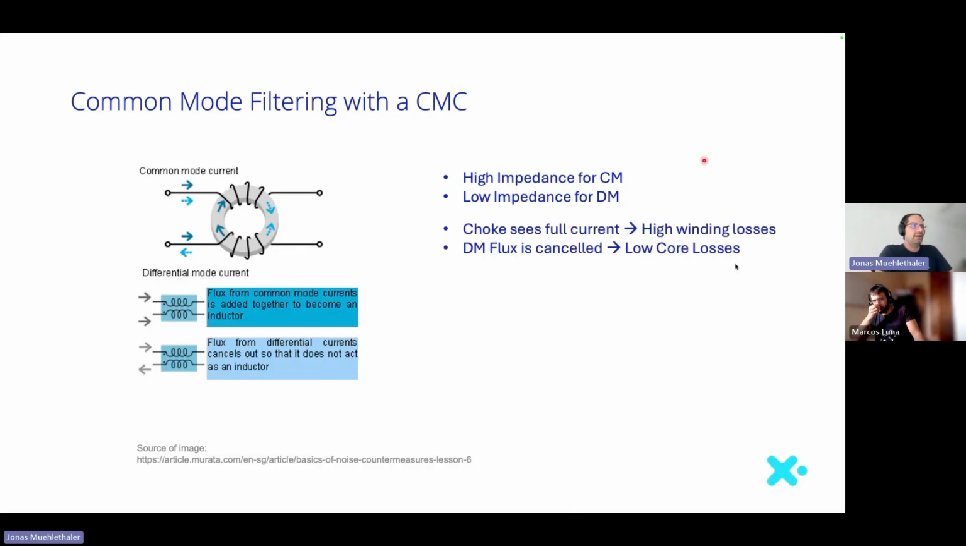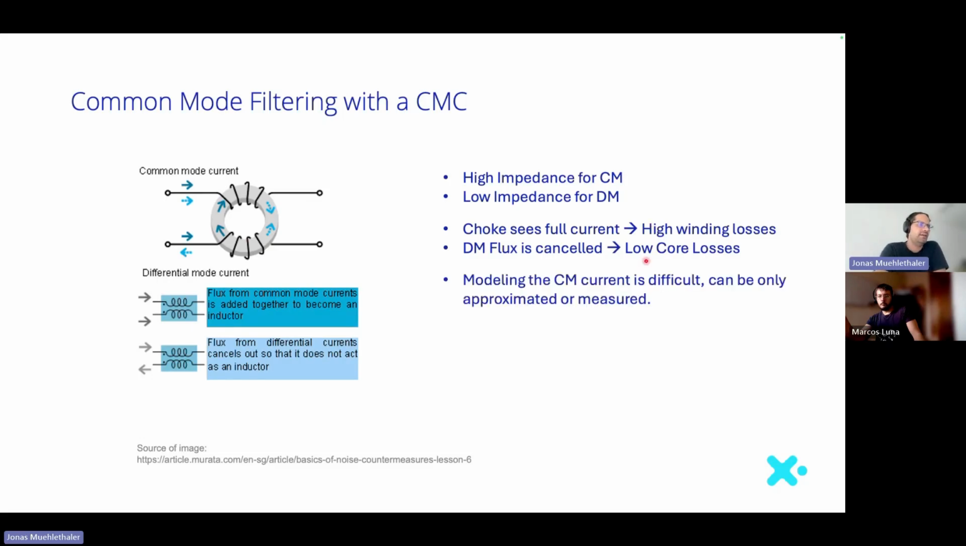Now, from a magnetics modeling perspective, this is quite interesting because of the usually, or always, dominating differential mode current. You have a relatively small flux quantity here in the common mode choke. Because of this, you have relatively low core losses, but at the same time, you have high winding losses because the whole operating current actually flows through this component. So you have to account for high winding losses.